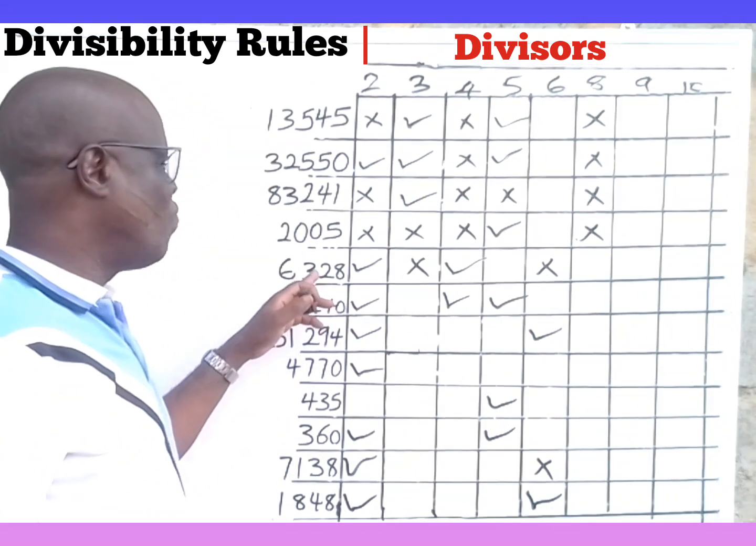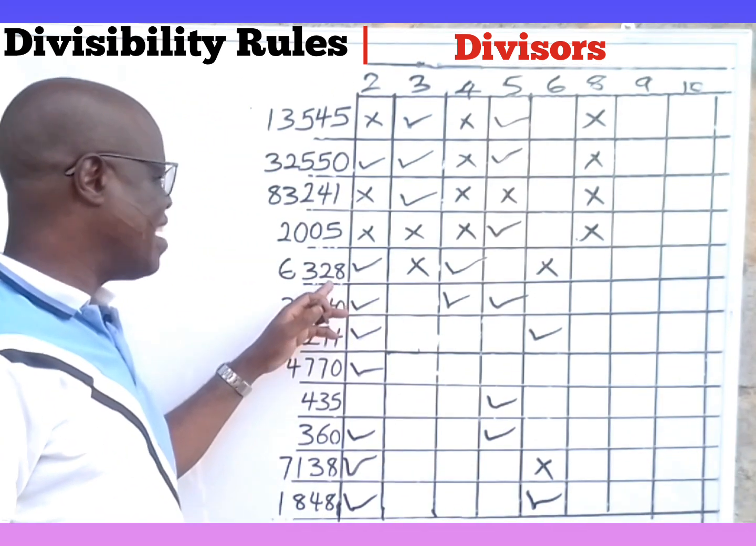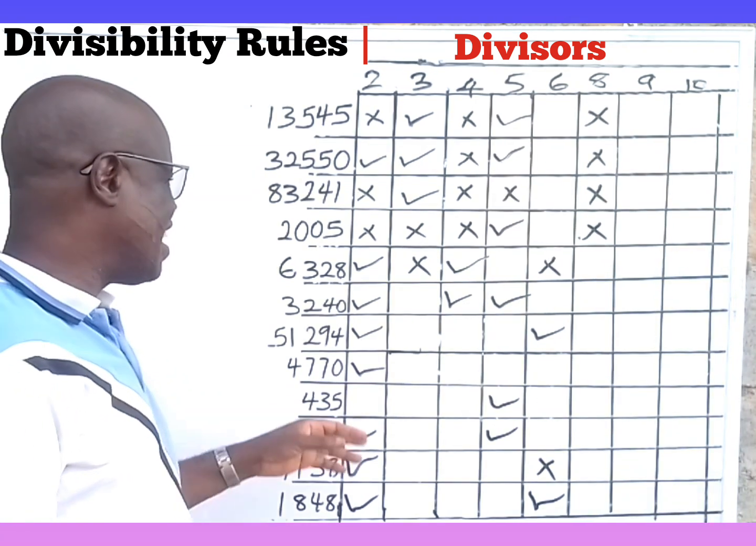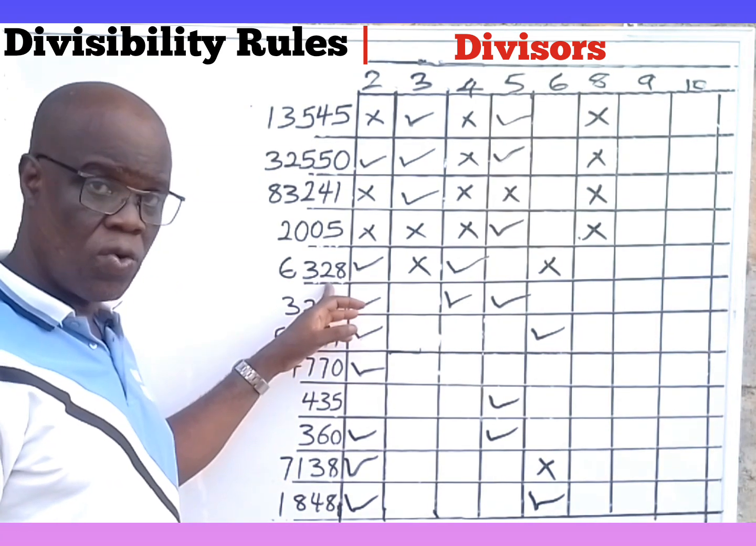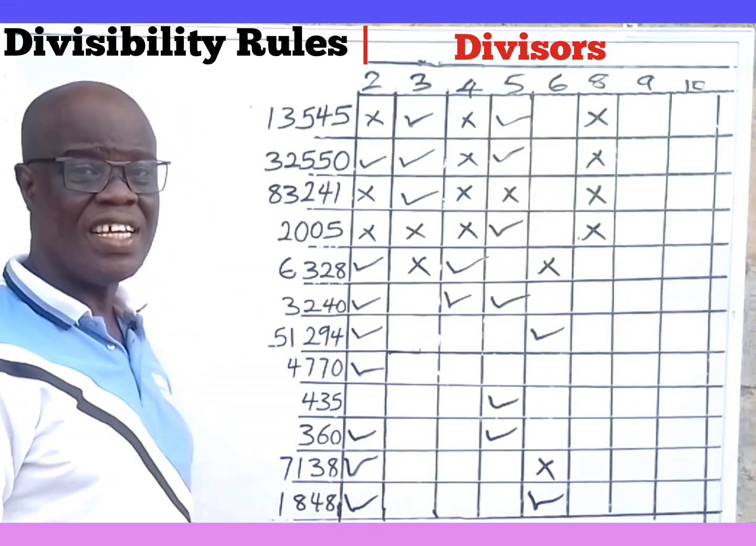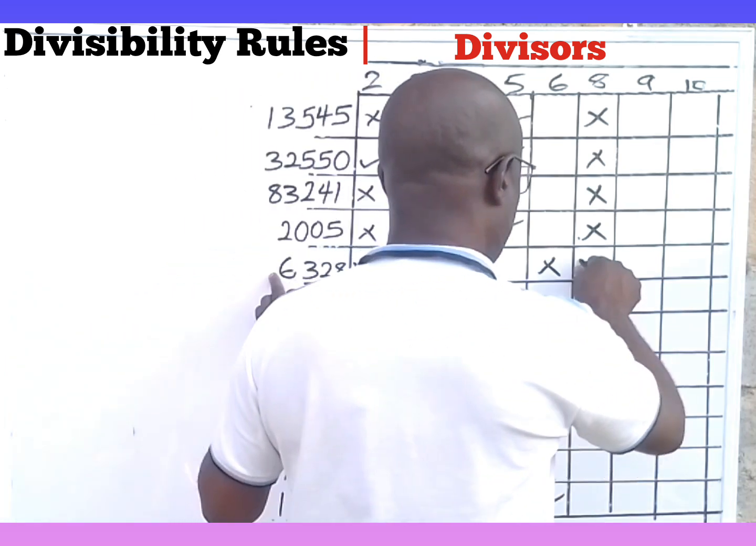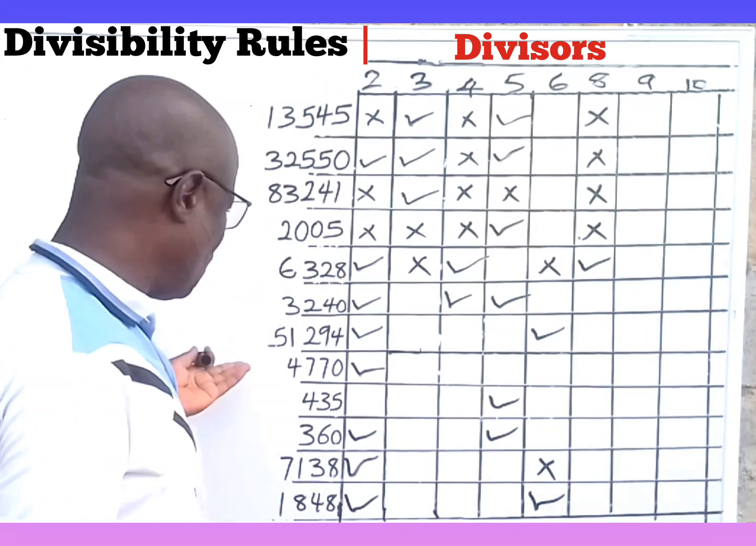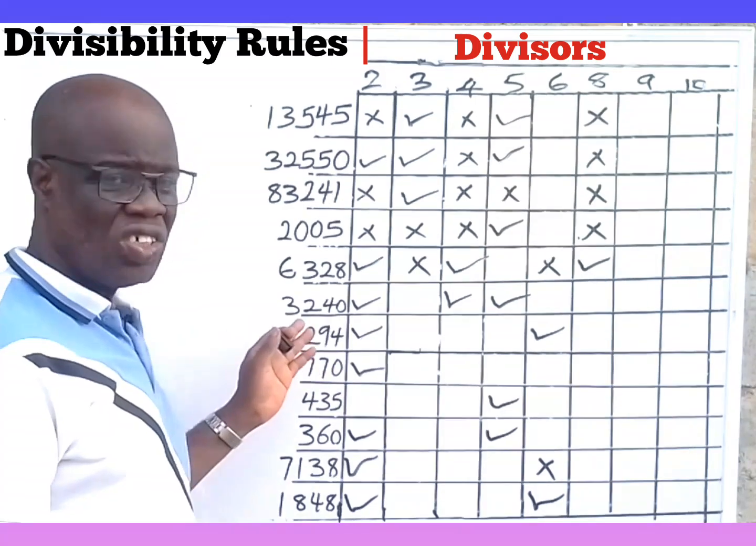Look at this. If you divide this one, 3, 2, 8, by 8, there won't be remainder. 32 divided by 8 is 4. 8 divided by 8 is 1. Therefore, this number can be divided by 8. Now, you can go on just like that.